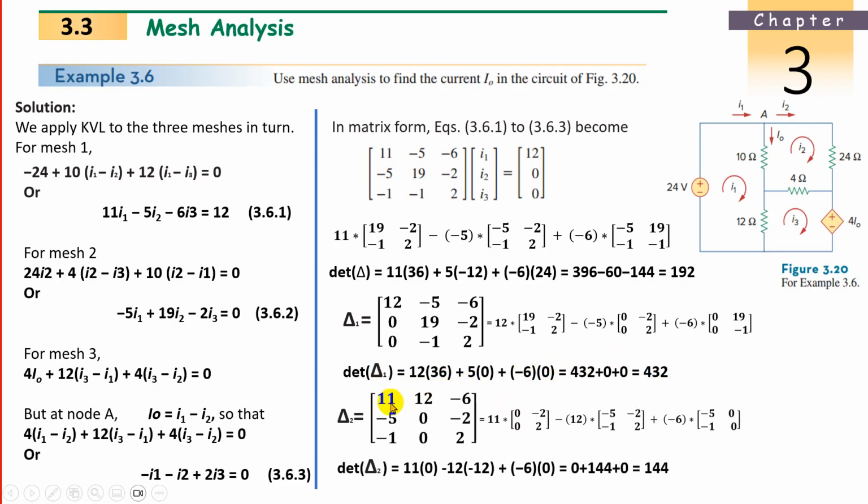Now second one, keep 11, minus 5, minus 1 as it is. This column you have to remove: minus 5, 19, minus 1, and keep 12, 0, 0. Now find the determinant. 11 times the first matrix, 0, 0, minus 2, minus 2. Next, the second matrix, that is 12 times minus 5, minus 1, minus 2, 2. Third matrix, minus 6, 5, 0, minus 5, 0, minus 1, 0. Now find the determinant, you will get 144.